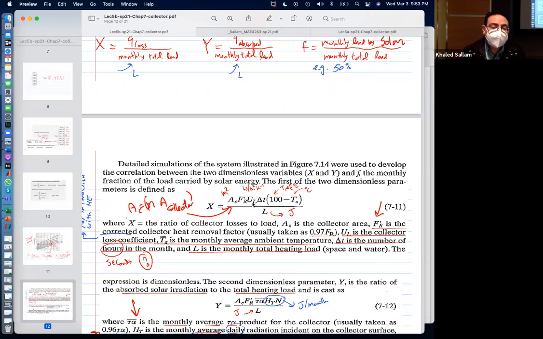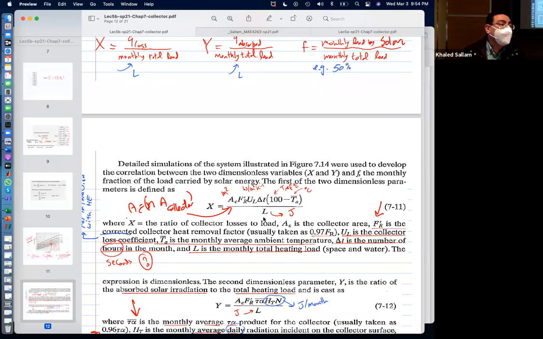UL, that is the collector overall heat transfer coefficient, and that is a mix up in the unit. So what unit is UL again? Overall heat transfer coefficient from heat transfer, watt per meter square Kelvin. So that watt is joule per second. If the load is in joule, then that delta T, which is the number of hours in the month, well, if UL is watt per meter square Kelvin, that delta T is not the number of hours, it's the number of seconds. So then the second cancels with the second, and this becomes joule, and this becomes joule, and this becomes dimensionless.